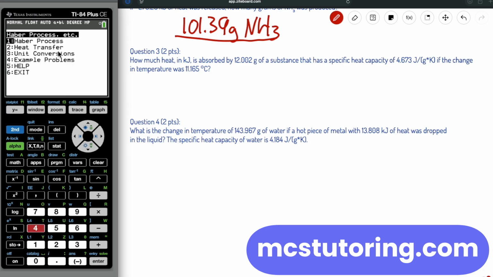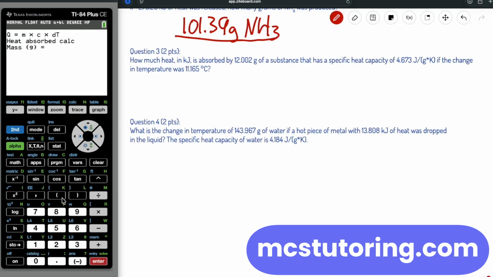What we're going to do is go to heat transfer, which is option 2 from the main menu. And we want to know how much heat is absorbed, so that's going to be option 1. So I'm going to press enter. And then, what's the mass? Okay, it looks like it's 12.002.